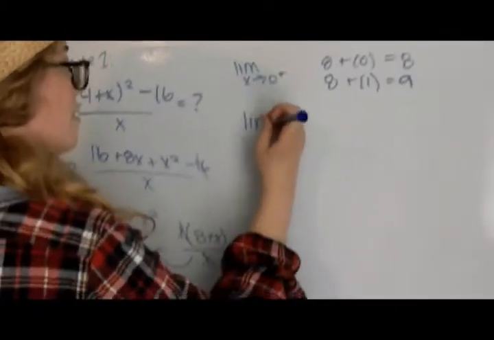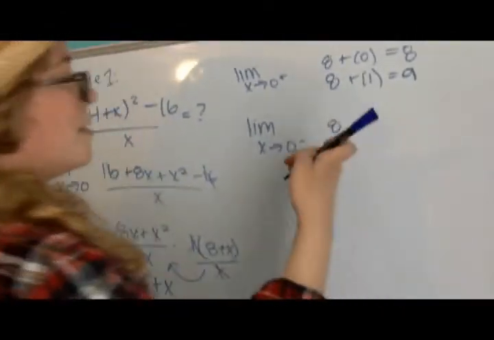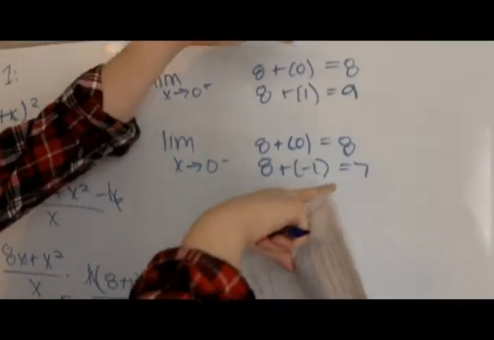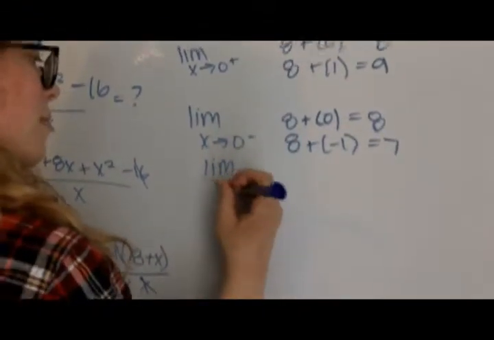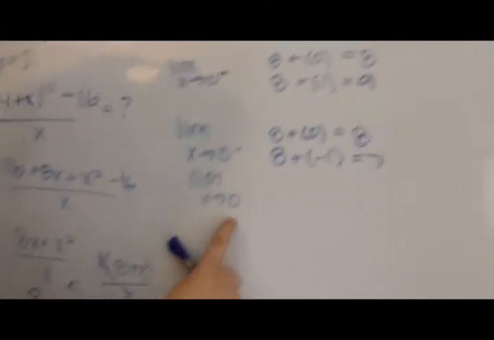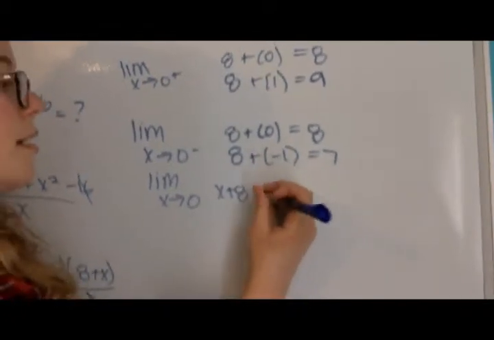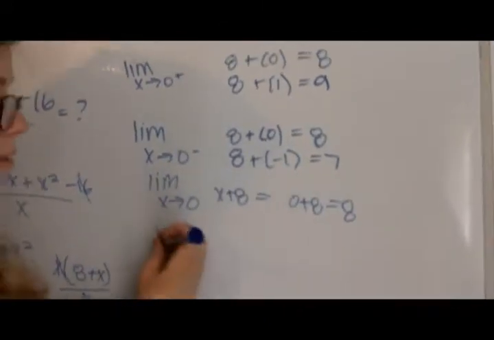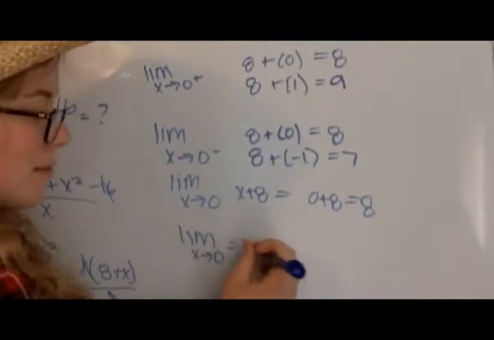When you do the limit as x approaches 0 from the left, you still plug in 0 and you still get 8. So the limit of x approaching 0 from both sides, since they're the same, of x plus 8 is going to be equal to 0 plus 8, or just 8. So the limit as x approaches 0 is going to be 8. In this way, we know the limit exists.